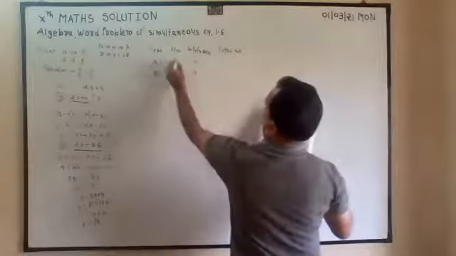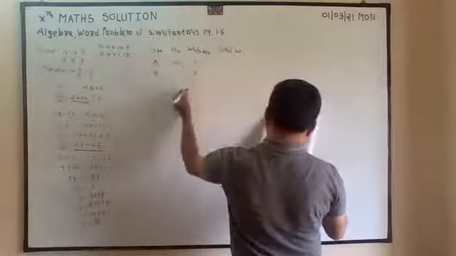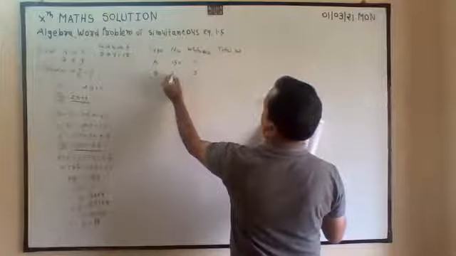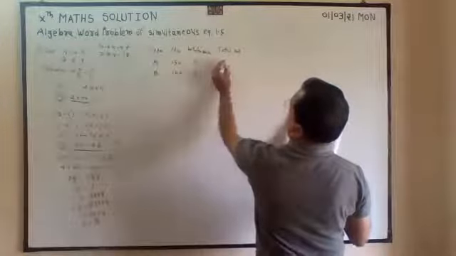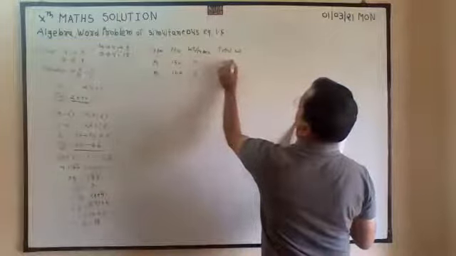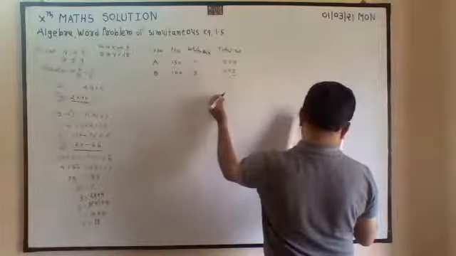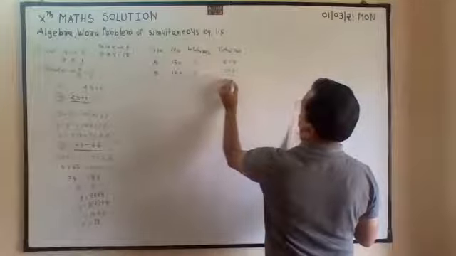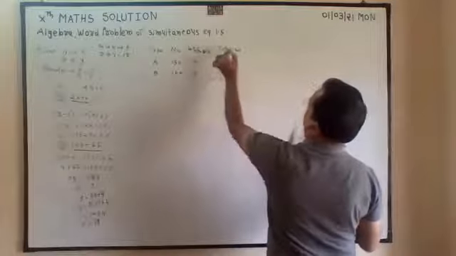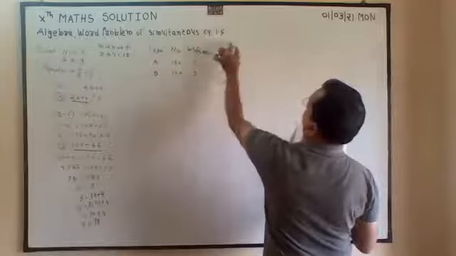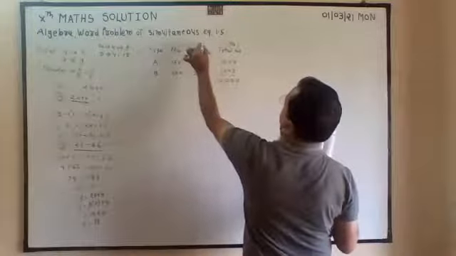A type 150 box, B type 100 box. So the weight will be 150x, 100y, and 10 tons means 10,000 kg. So this is in kg.